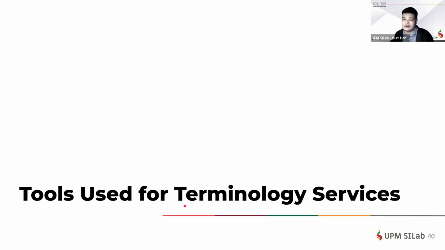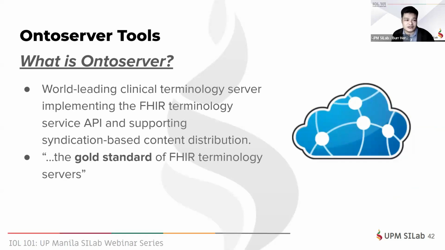So what are these tools that we have? SILab has worked with an Australian agency on a great tool that we call Ontoserver. Ontoserver is a world-leading clinical terminology server implementing the FHIR terminology service API, supporting syndication-based content distribution. So syndication is like a rollout. For example, you have the single source of truth, and then you can go down. It gives you a copy of the master copy downward.